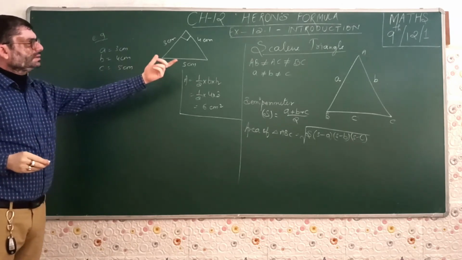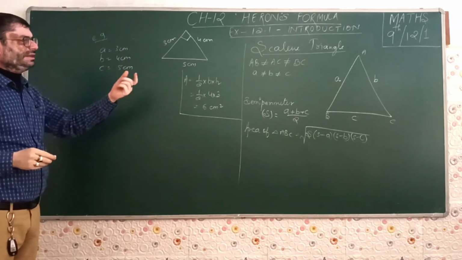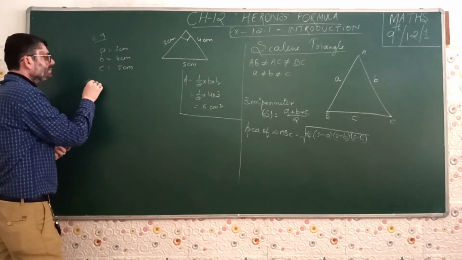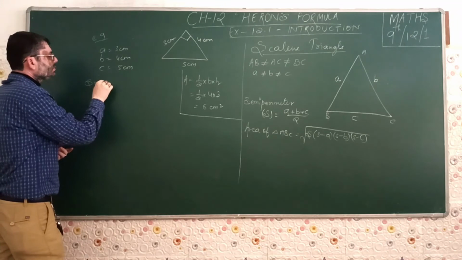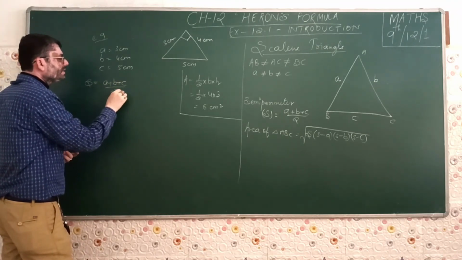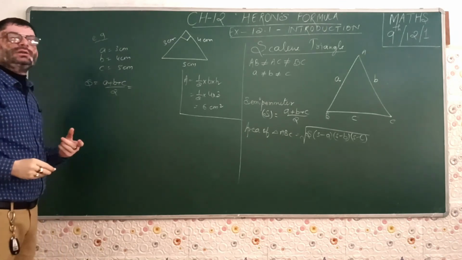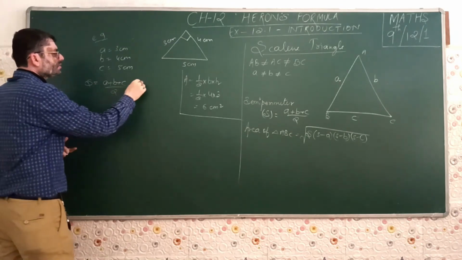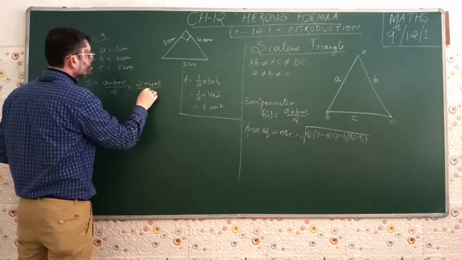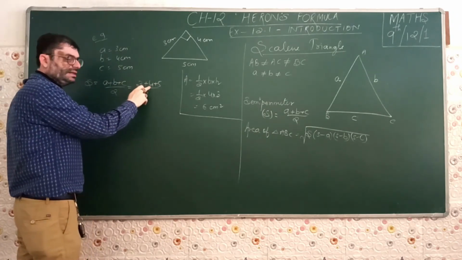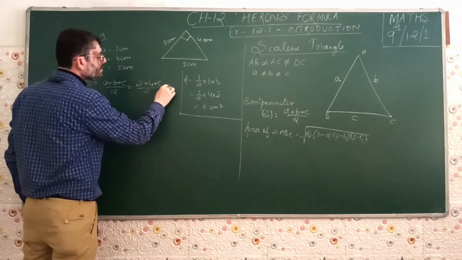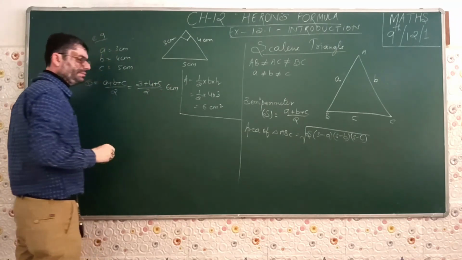Moving on with Heron's formula, the very first thing that we need to find is the semi-perimeter. So let us find the semi-perimeter. S is equal to A plus B plus C, whole divided by 2, and substituting the values of A, B, and C, this is 3 plus 4 plus 5 by 2. 3 plus 4 is 7, 7 plus 5 is 12, 12 divided by 2, and this will be equal to 6 centimeters.